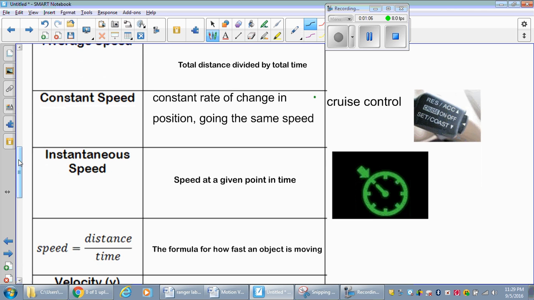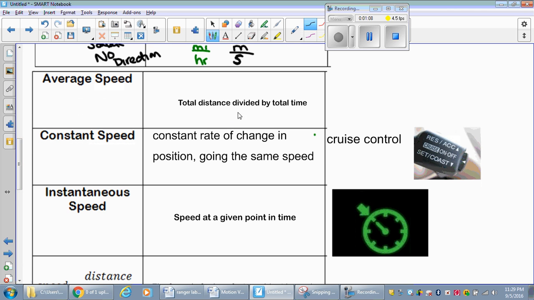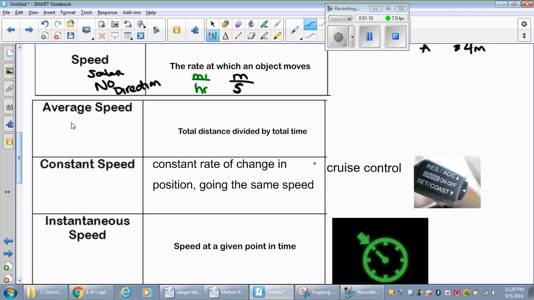The average speed is the total distance divided by the total time. So speed is just a general rate at which something is moving, but average speed is an equation. Average speed is your distance divided by time.